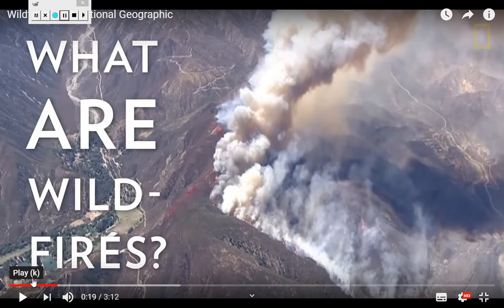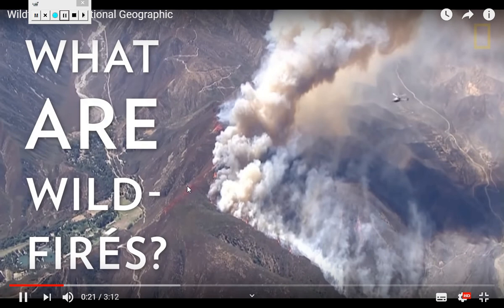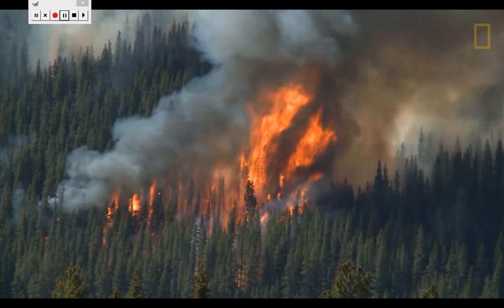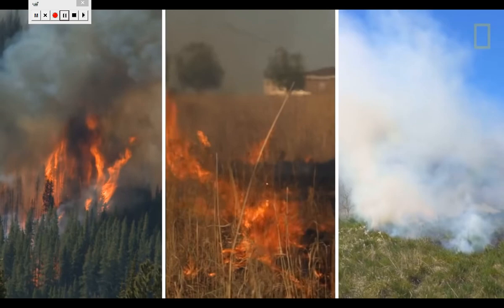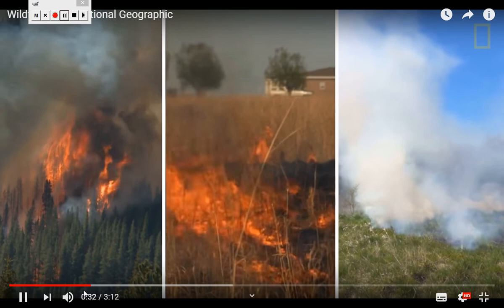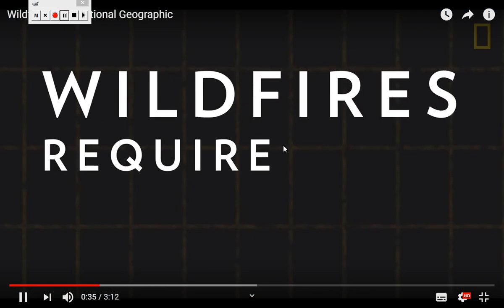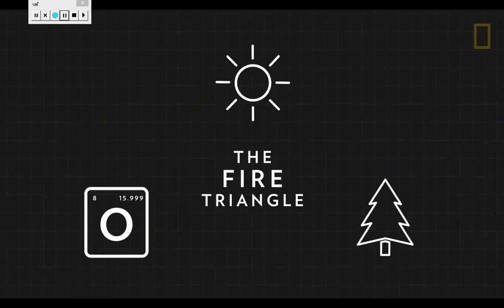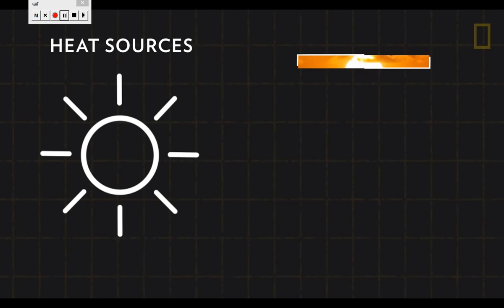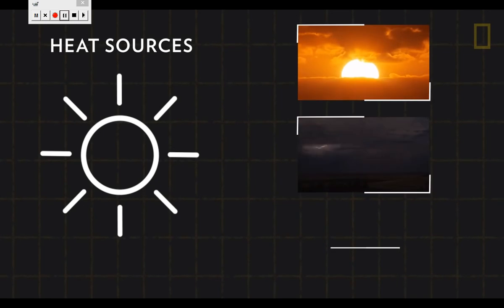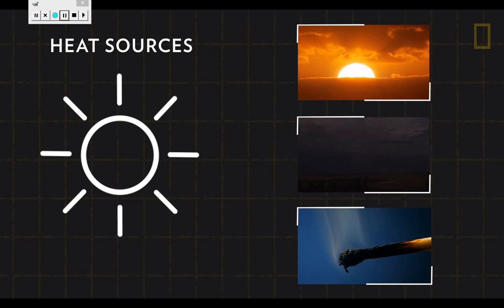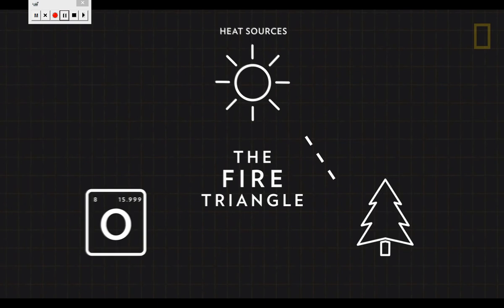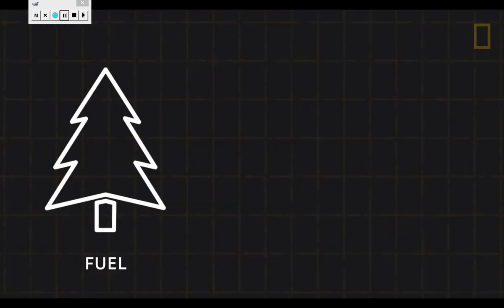Wildfires are large, uncontrolled infernos that burn and quickly spread through wild landscapes. Types of wildfires may include forest, brush, and peatland fires, depending on the landscapes affected. Wildfires require three components known as the fire triangle: a heat source, fuel, and oxygen. Heat sources such as the sun, a hot bolt of lightning, or a smoldering match can supply enough heat to spark a fire. That spark then turns into flames when fuel or any flammable material is present.